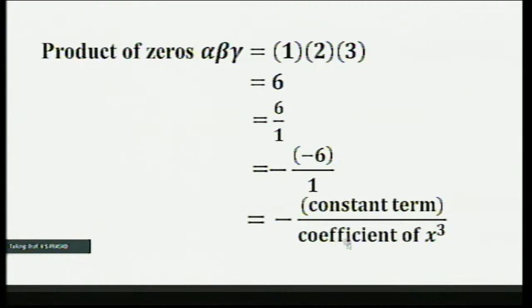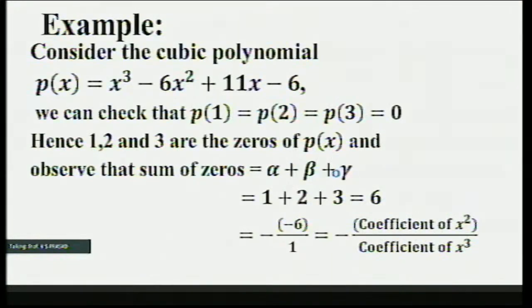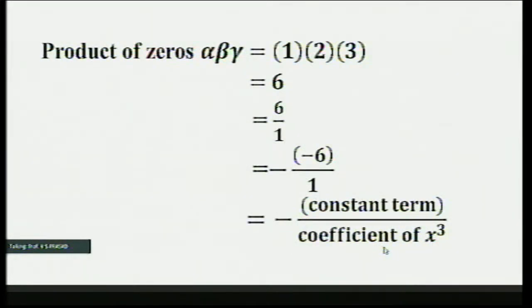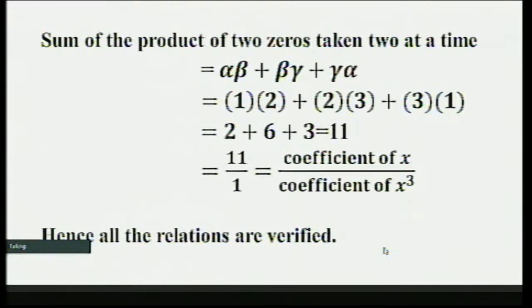Here also, the constant term is minus 6 divided by the coefficient of x cube, which is nothing but 1. This is the second relation, which also satisfies very clearly. And the third relation is the sum of the products of two zeros taken two at a time, that is alpha beta plus beta gamma plus gamma alpha. That is 1 times 2 plus 2 times 3 plus 3 times 1. It gives 2 plus 6 plus 3, which is equal to 11.